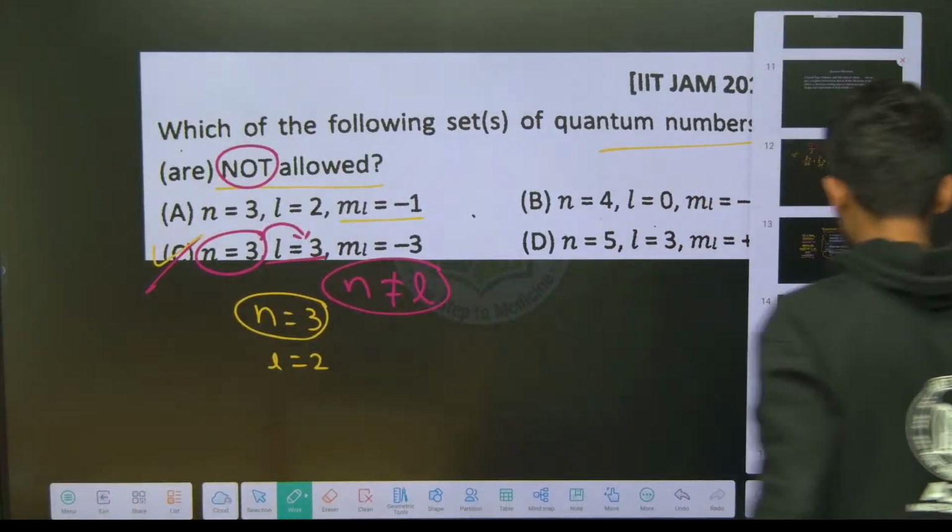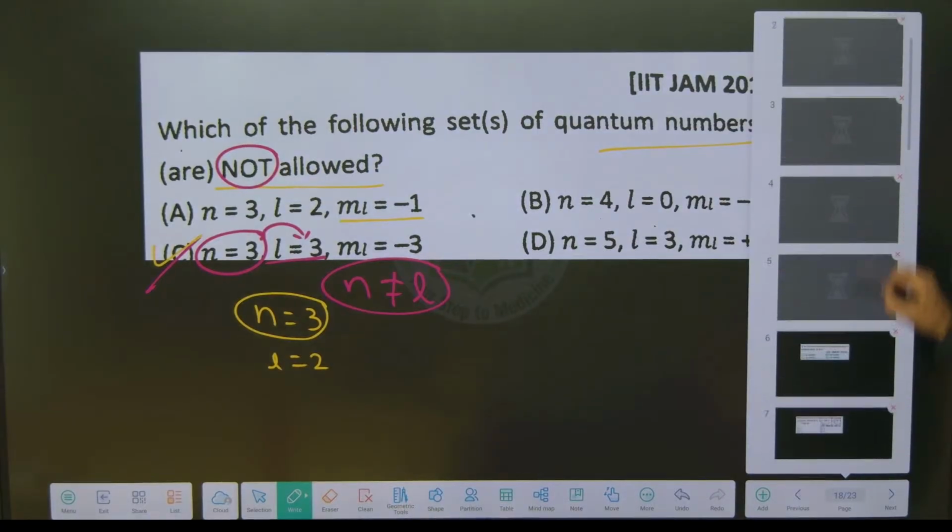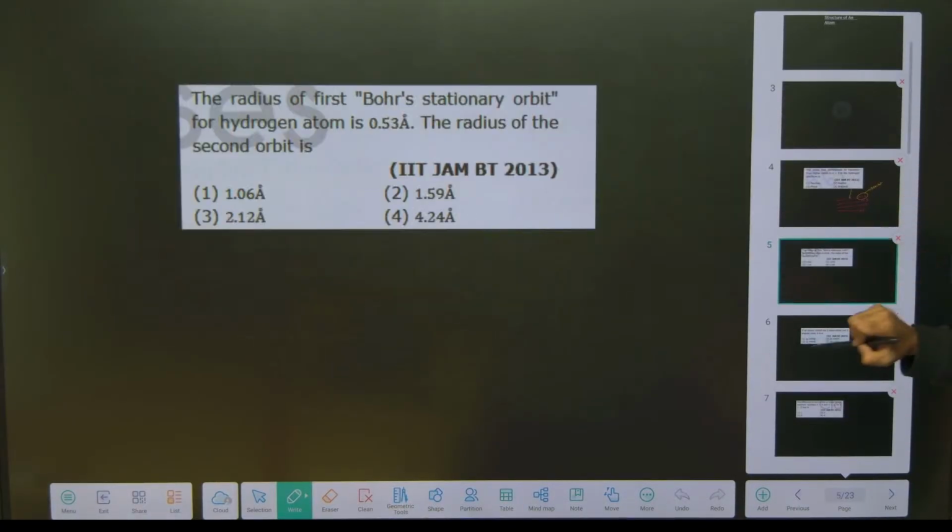Okay, now we'll see the questions from biotechnology here. Yeah, this one. Tell me.